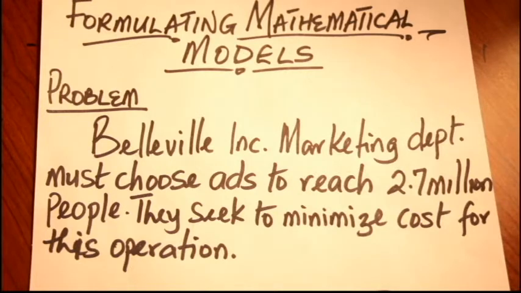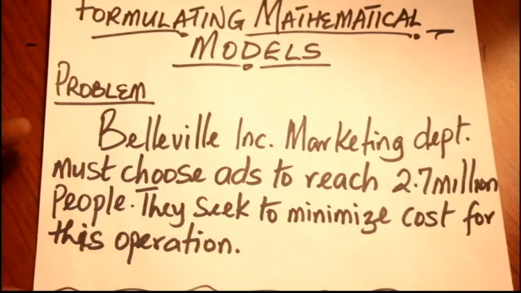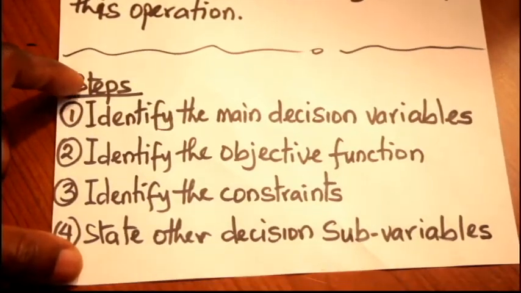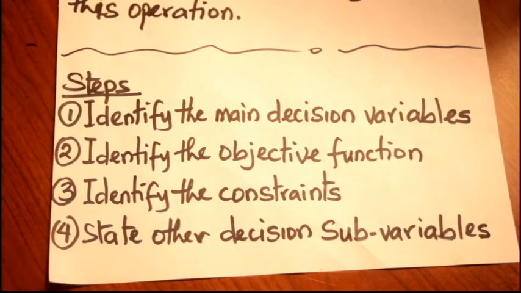Now I have a question before me, and I want us to treat this together. This question says, Bellevue Inc. Marketing Department must choose ads to reach 2.7 million people. They seek to minimize cost for this operation. So how do we go about this? If you have this kind of question before you, and you're about to provide a quality linear programming formulation for it, I will advise that you take 4 simple steps that will help you arrive at your formulation very easily.